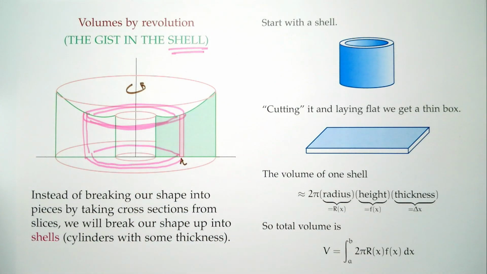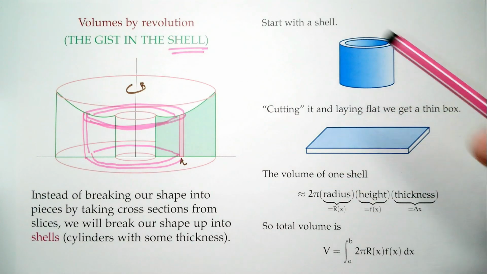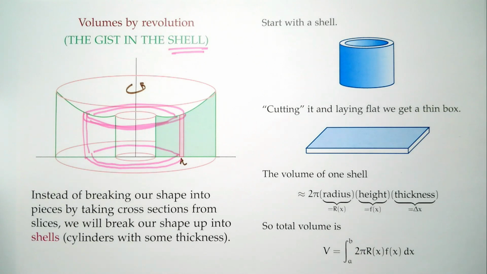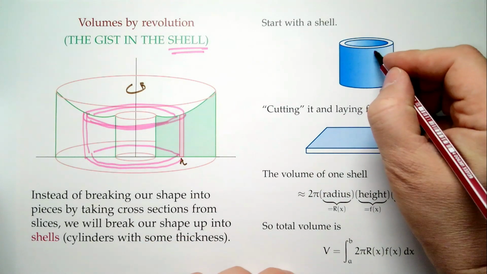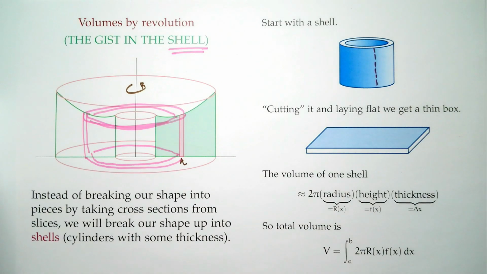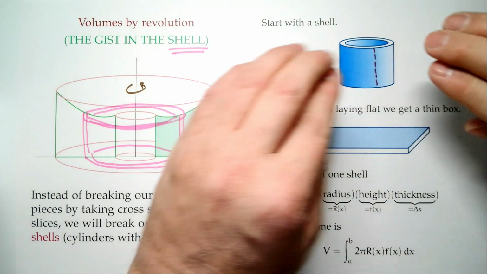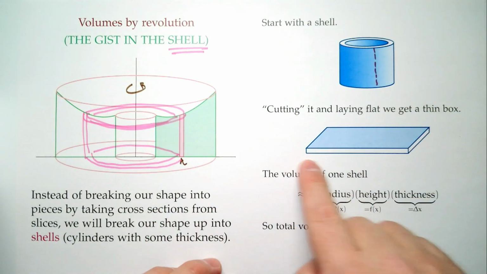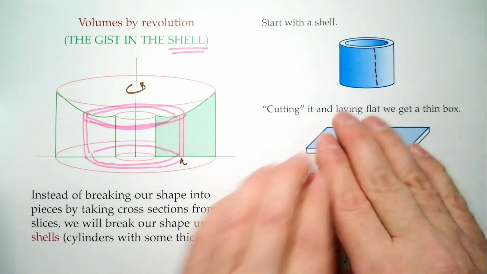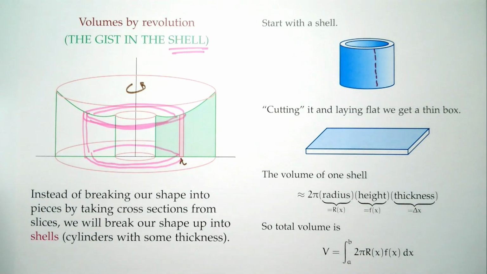So what are we doing? Well, if we want to understand our volume, we have to understand our little piece. So we start with our shell. So here's our shell. What we're going to do is pull out our scissors and start cutting. Okay? So we cut it. You probably can't see it, but it's now cut. And we just grab the edges and lay it flat. So we've taken this cylinder, cut it and laid it flat. Now we have a nice thin box. Well, let's figure out what's going on here. There are a couple of things.